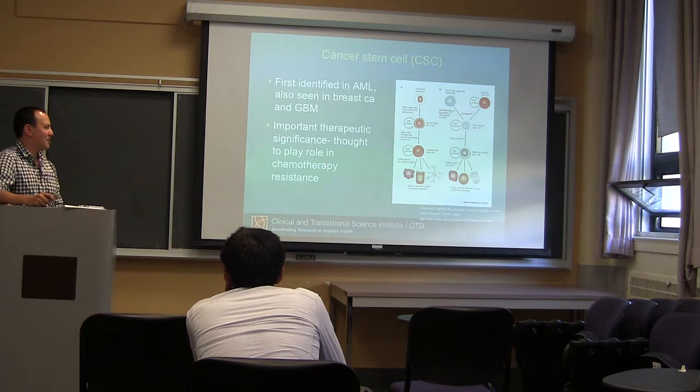And so this is thought to be important because you give them chemotherapy and you kill off these cells, and if you leave some of these cells, you're going to get a recurrence, and these recurrences are going to be selected for chemotherapy.